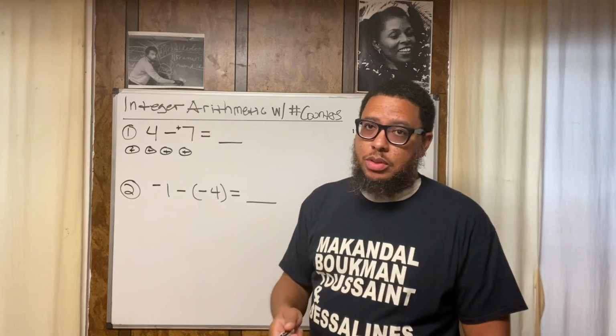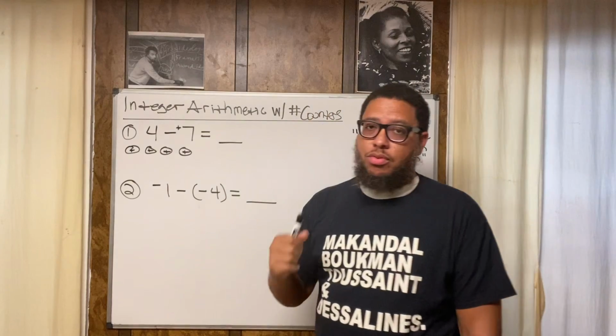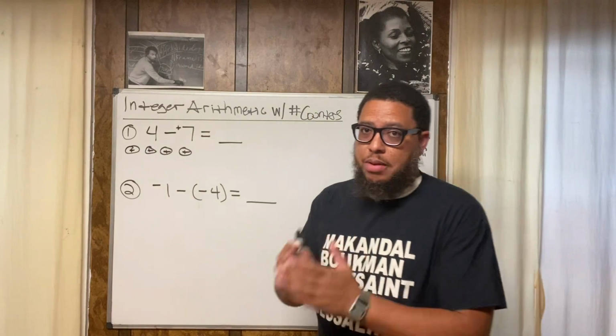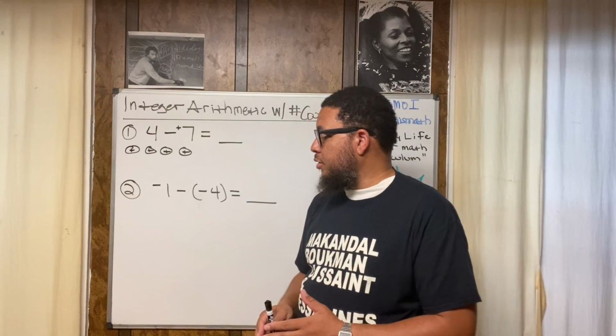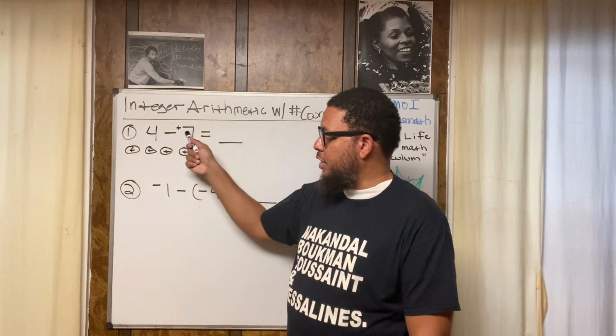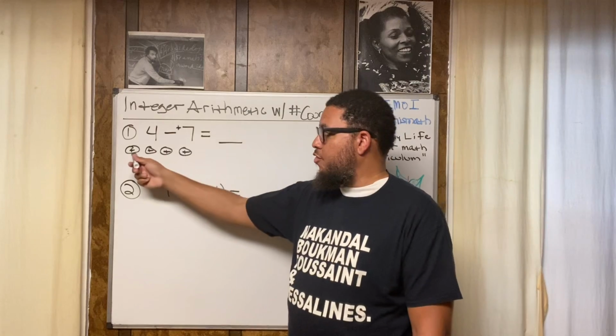So what I need to do is actually add 3 to this problem. I need 3 positive number counters altogether, so that way I can take away positive 7. I don't have 7 to take away. I only have 4 to take away.